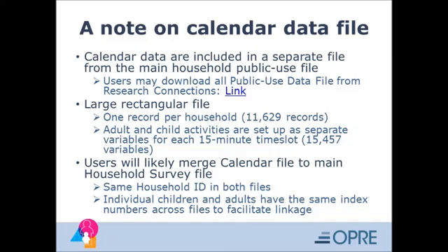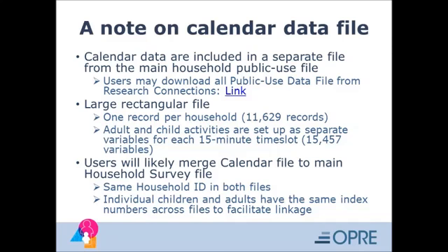The calendar data file is included in a separate file from the main household file, and the data is entirely public, and you could download the data from the Research Connections link that is provided in the deck of slides. The calendar file is structured as a large rectangular file in which there is one record per household, so the file will have 11,629 records. An adult and child calendar are set up as separate variables for each of the 15-minute time slots.